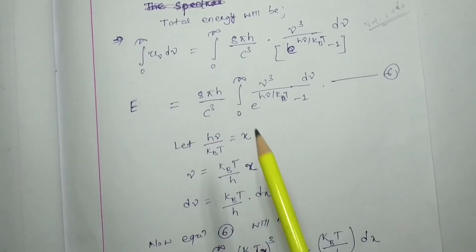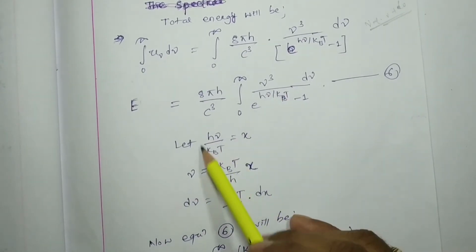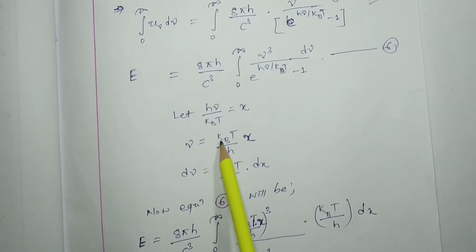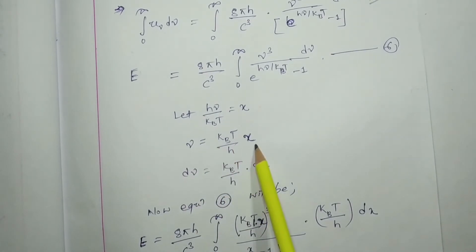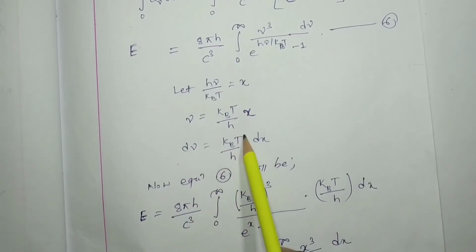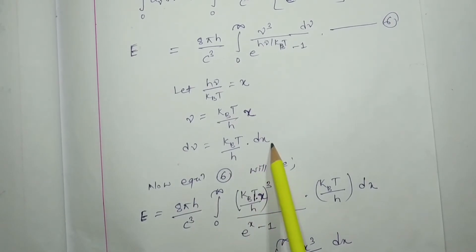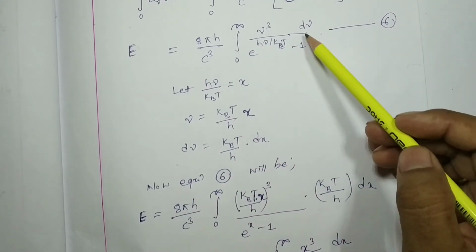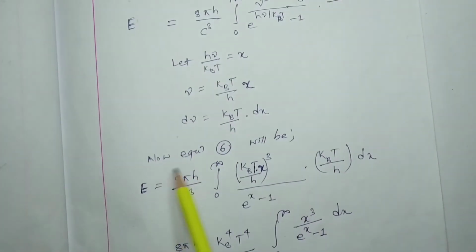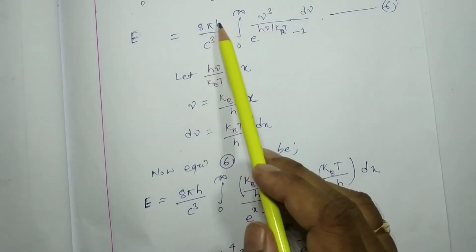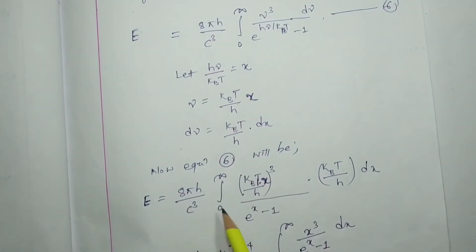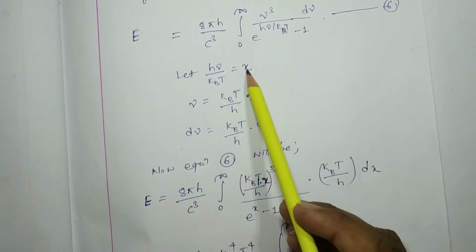Now we have to consider hν by kBT as x. So ν will be kBT by h into x. So dν will be kBT by h into dx. Now we have to put ν and dν in this equation number 6. Now the equation number 6 will be 8π h by c³, 0 to infinity, because the limit is not going to be changed.